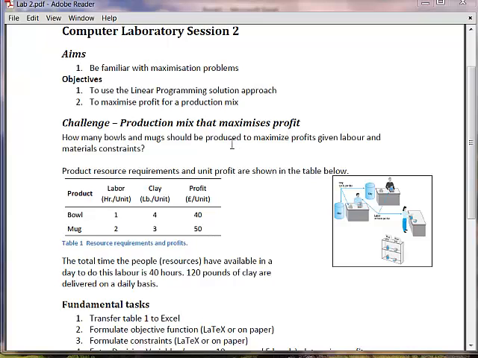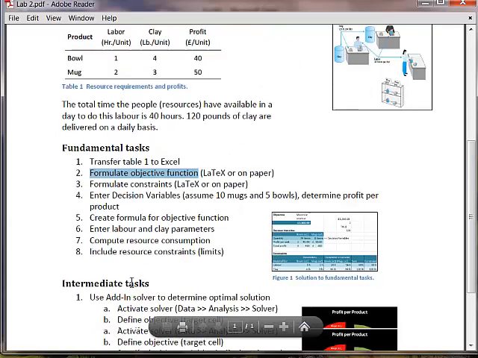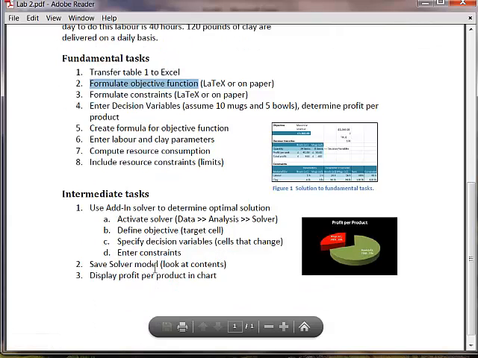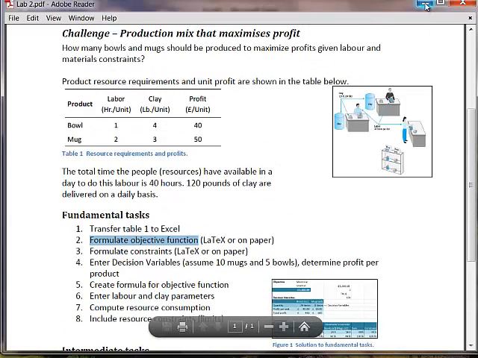So what do we want to achieve? We want to first transfer this table into Excel. We are going to transpose it, formulate an objective function, formulate some constraints, enter decision variables, create the formula in Excel, and also put the other parameters in there, and eventually use the solver to get it all done. Okay, let's start the work.